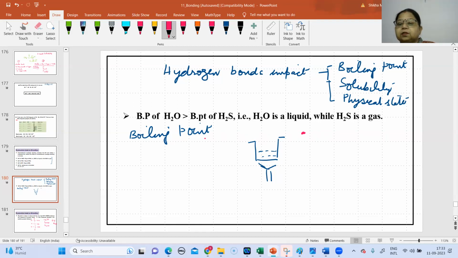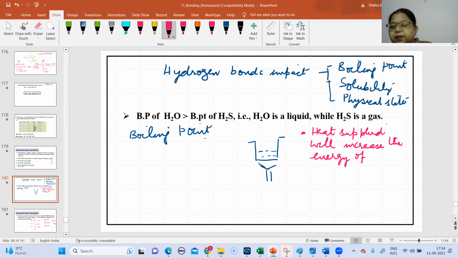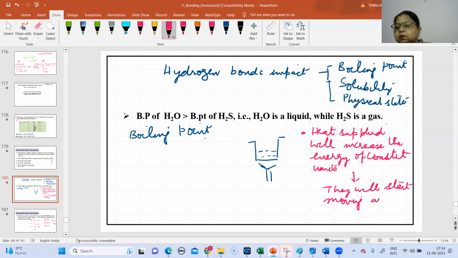When we are heating, what is happening? The heat supplied will increase the energy of the constituent particles, or we can say molecules. So, as a result, what will happen? They will start moving quickly, at a faster rate. Right? So, what will happen?